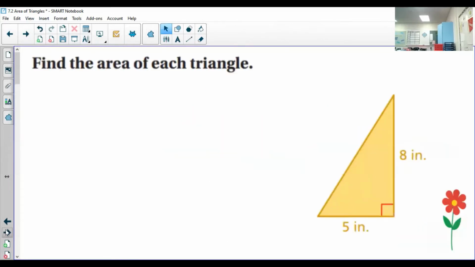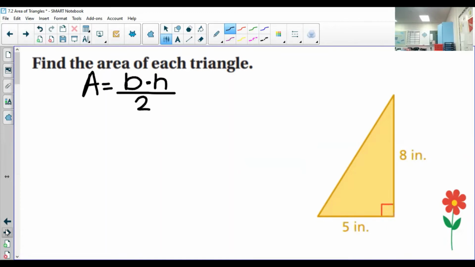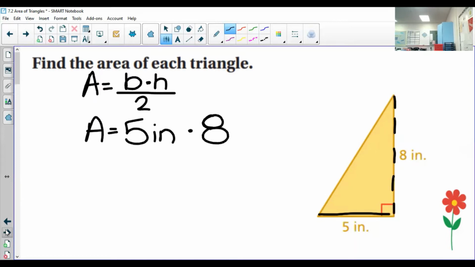So here we go. Find the area of the triangle. Our formula is area equals base times height divided by 2. Okay? So here's what we're going to do. We're going to take the base of my triangle, which is 5 inches. So area equals 5 inches times, what's my height? This distance right here. That's going to be 8 inches. So we're taking 5 inches times 8 inches, and then we're going to divide that by 2.